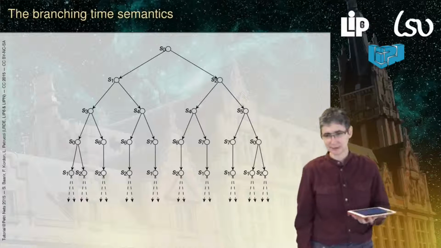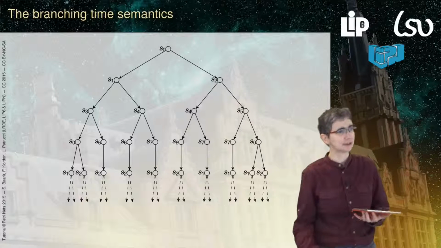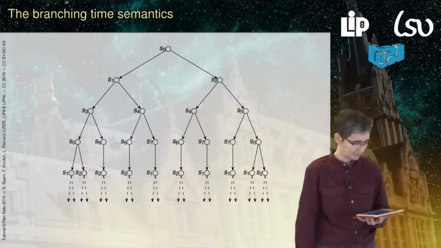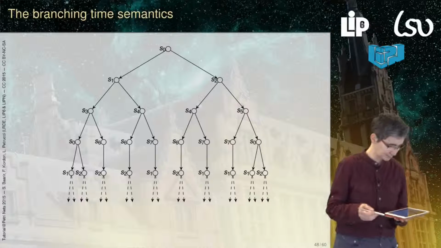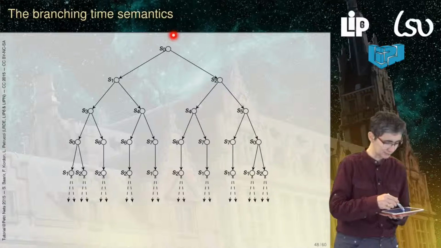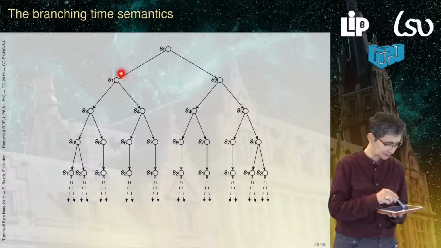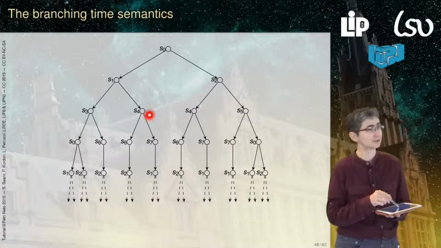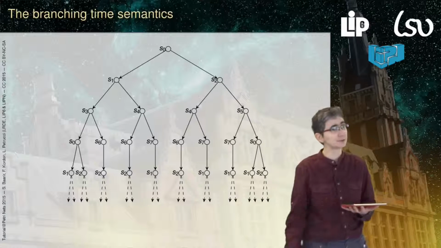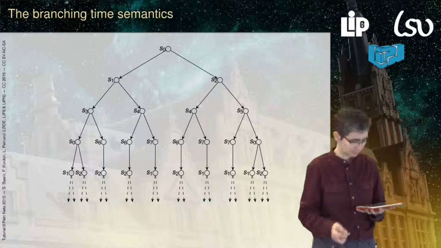CTL logic has a branching time semantics. So instead of looking at a path like LTL, we'll look at a tree of executions. Here you can see a possible tree of execution where you have S0, which is the starting point, and then you can go either to S1 or to S2. And from S1 you can go to either S3 or S4, etc. So you have different possible executions. You don't look at a single one, but at a whole set of possibilities.